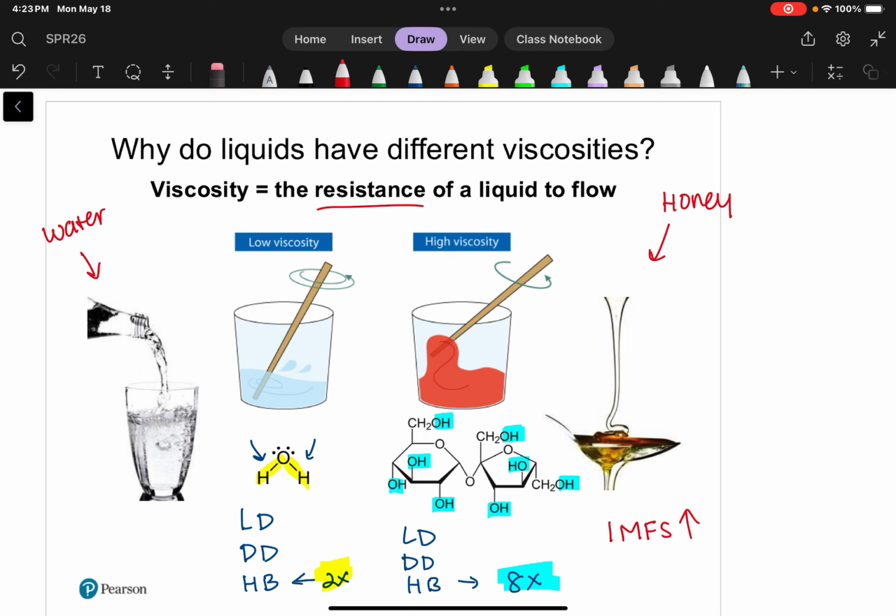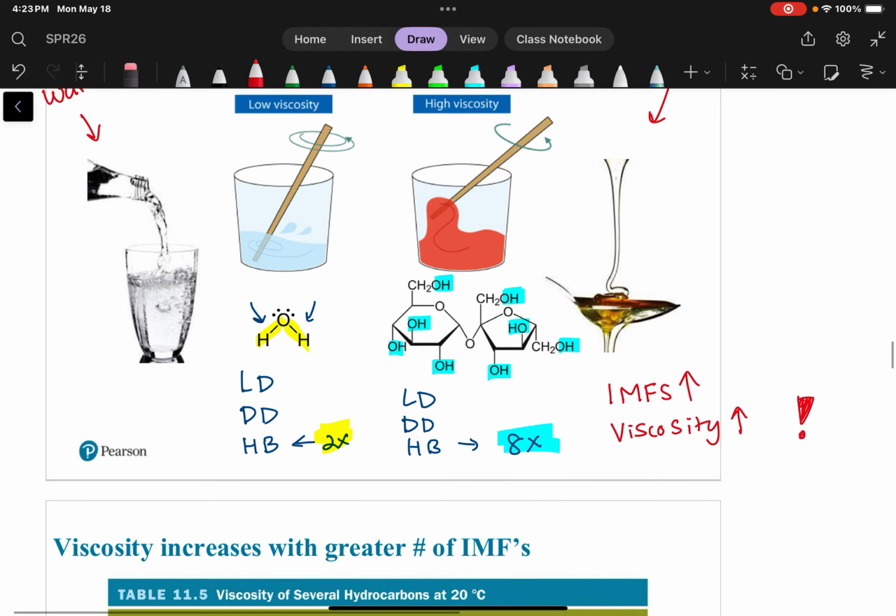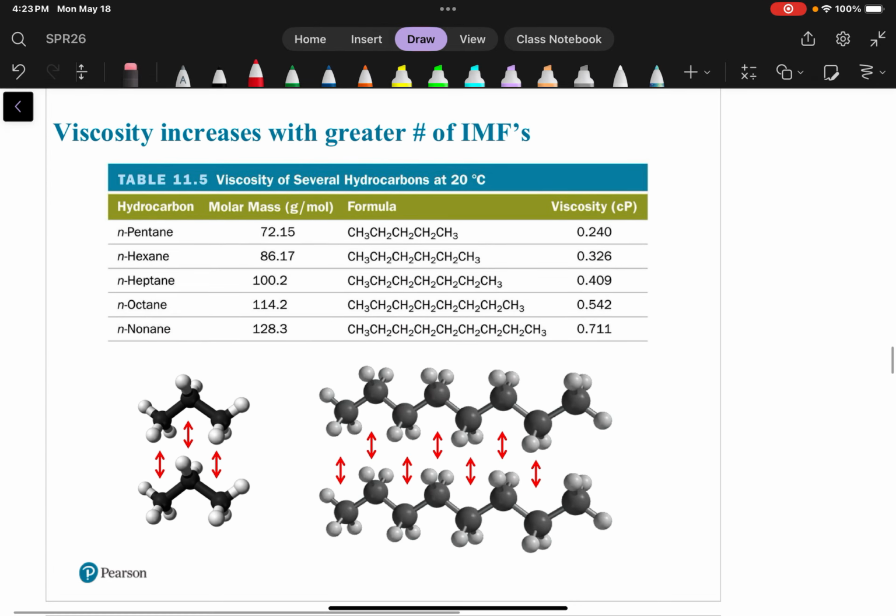So higher intermolecular forces means higher viscosity, or higher resistance. Oops, I meant to put an arrow there. Sorry, let's do that, and then we can put a fun exclamation point to the side. So higher viscosity, right? That's the difference between water and honey in terms of viscosity. To summarize and reiterate with some data, viscosity is going to increase as we increase the number or the strength of intermolecular forces.